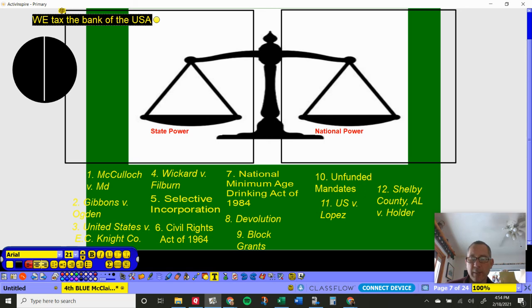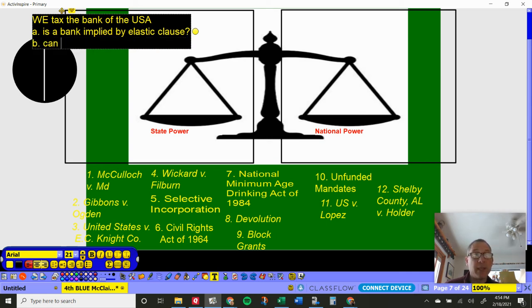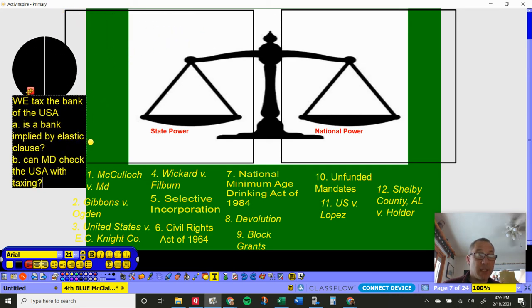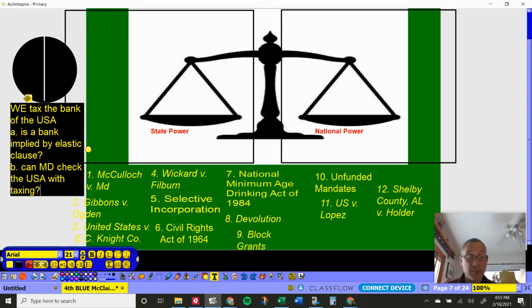And so the argument that got all the way to the Supreme Court was two parts. A, is a bank implied by the elastic clause? Is that in there or not? That's what we talked about before. And B, can Maryland check the USA with taxing? So even if it is implied, to some degree, can Maryland check the United States of America by saying, no, you've gone too far and we're using our taxing power, which we're allowed to do? So if you want to guess and think about that for a second, you can pause the video.